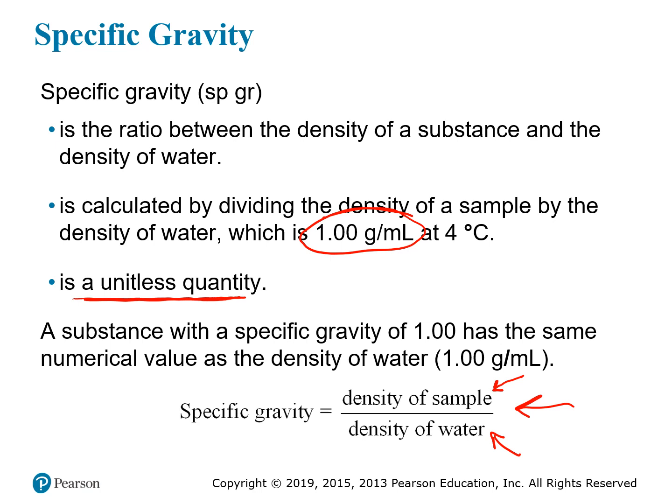In practice, it's even simpler than this, because since we almost always use grams per milliliter, then as long as you're given the density of a substance in grams per milliliter, then the specific gravity is the exact same numerical value. It's the exact same number, but it just doesn't have the grams per milliliter unit. Okay?